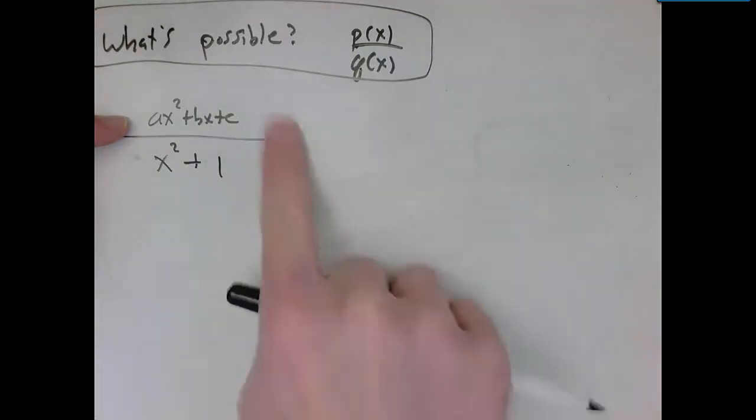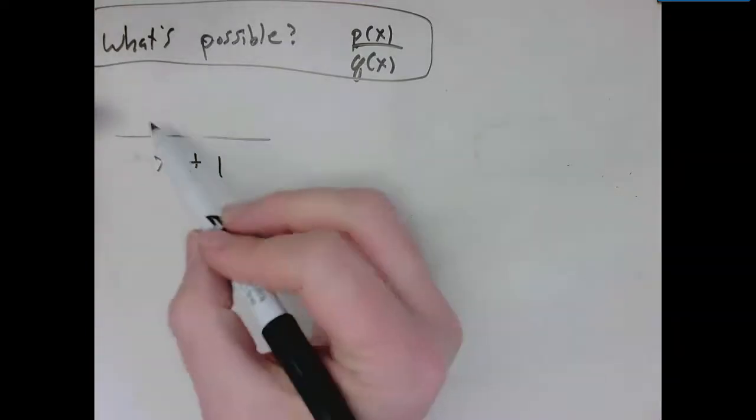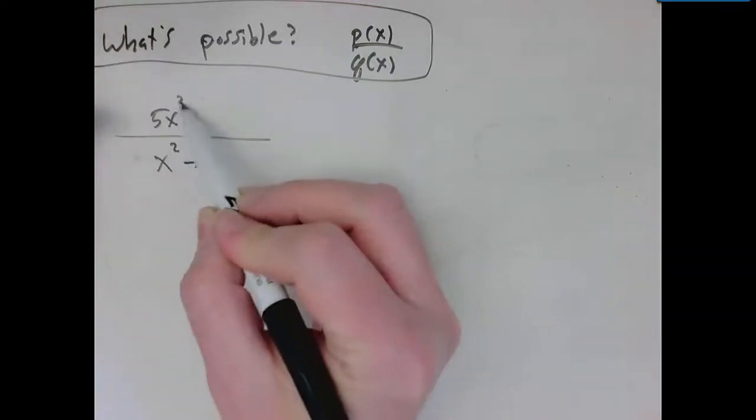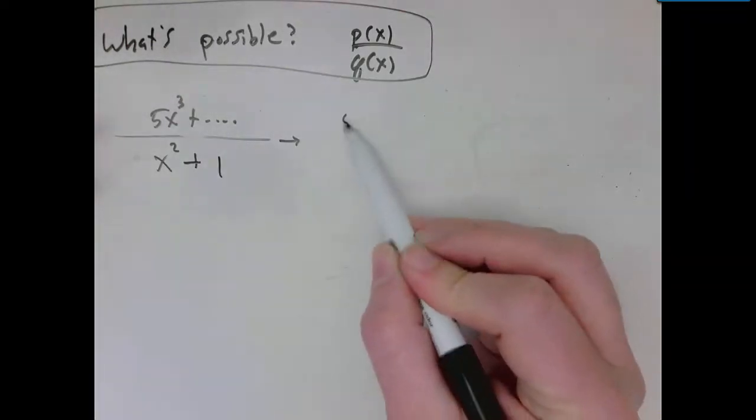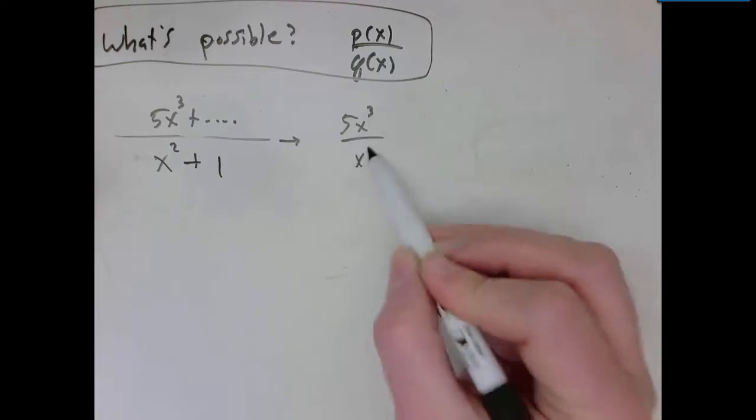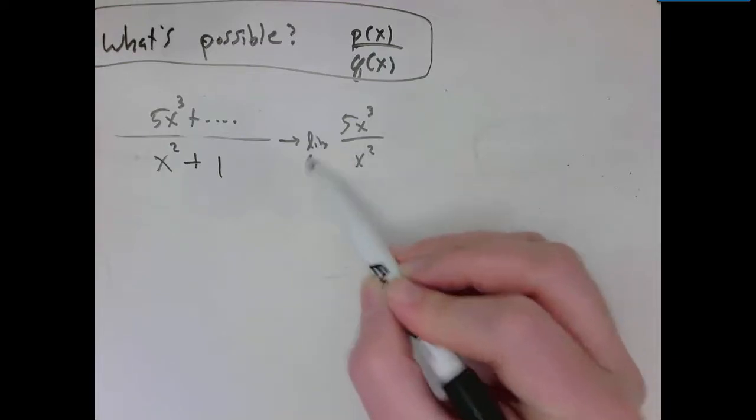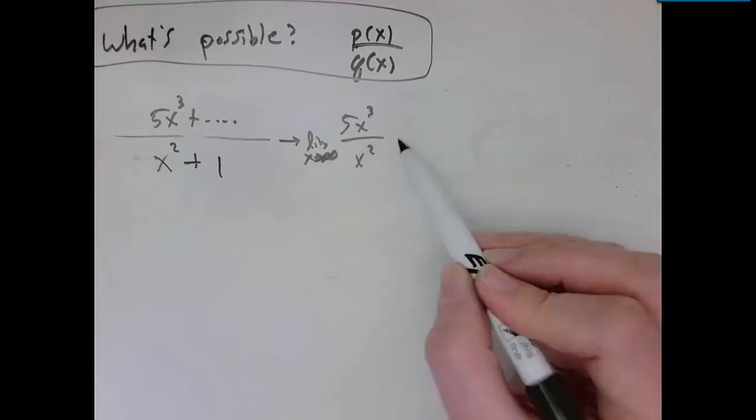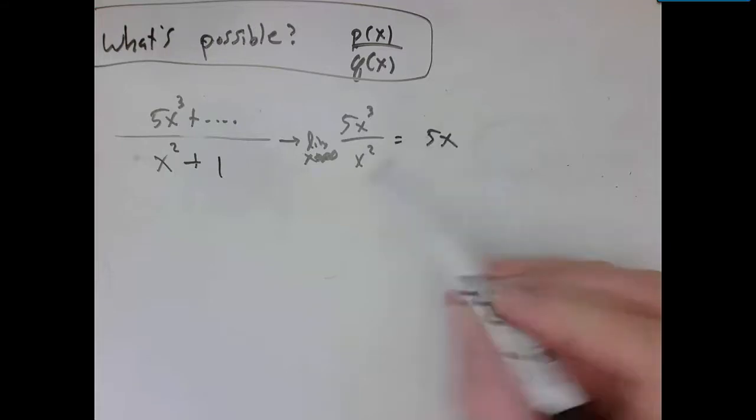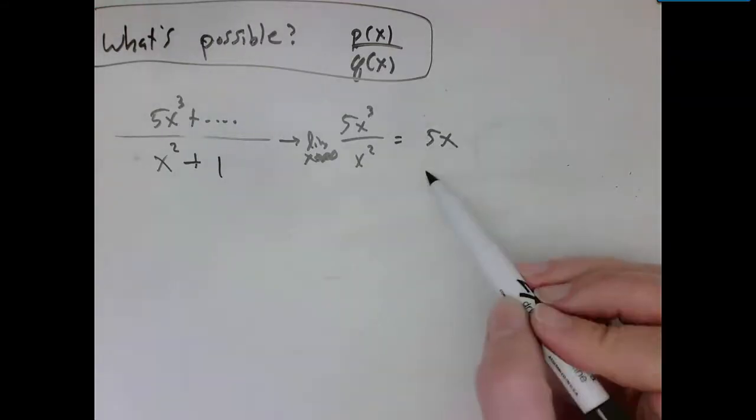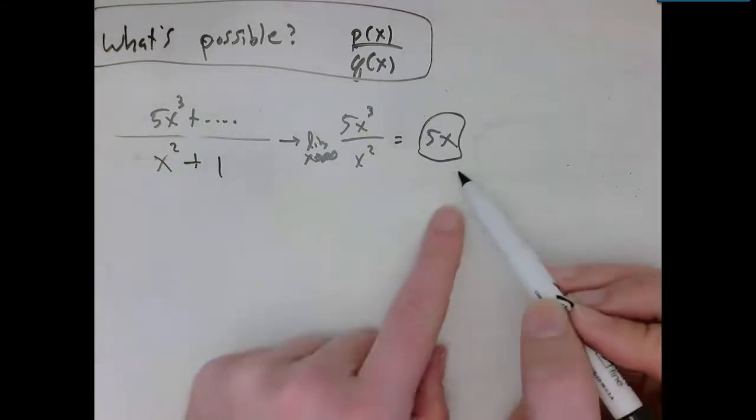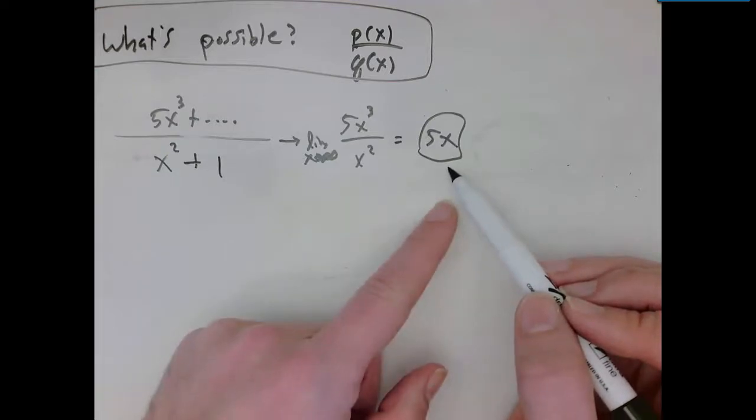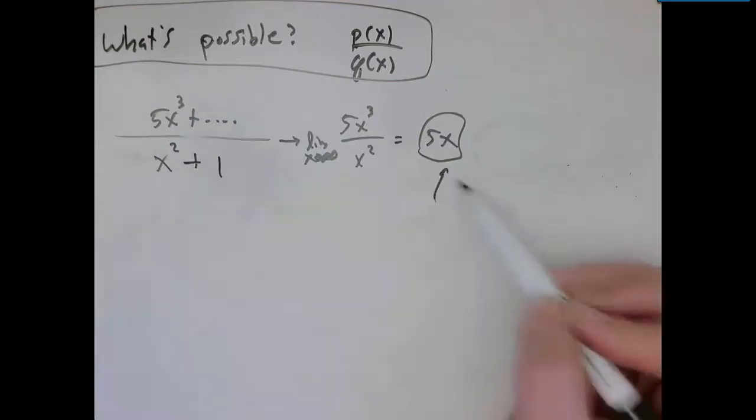All right. What about a cubic? So let's do 5x cubed plus some lower degree terms. So this one, the dominating terms would be 5x cubed divided by x squared. Let's take the limit as x approaches infinity. So here, this simplifies as just 5x, right? Because the x squared divides the x cubed. So what does this do as x approaches infinity? As x approaches infinity, this also approaches infinity. So this one doesn't have a horizontal asymptote. This would be a slant asymptote.